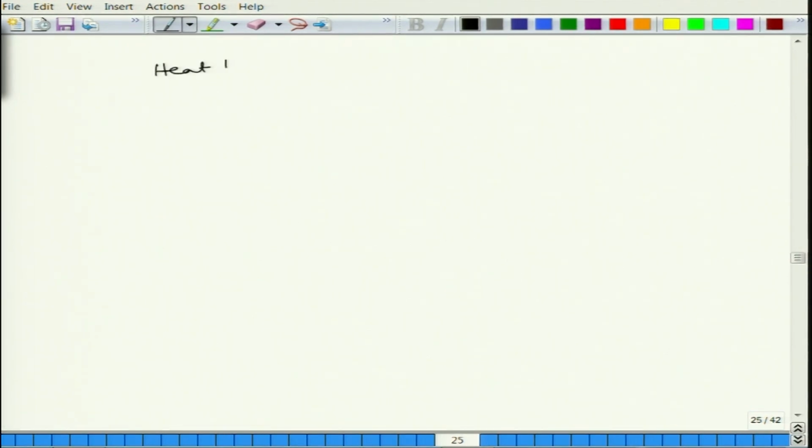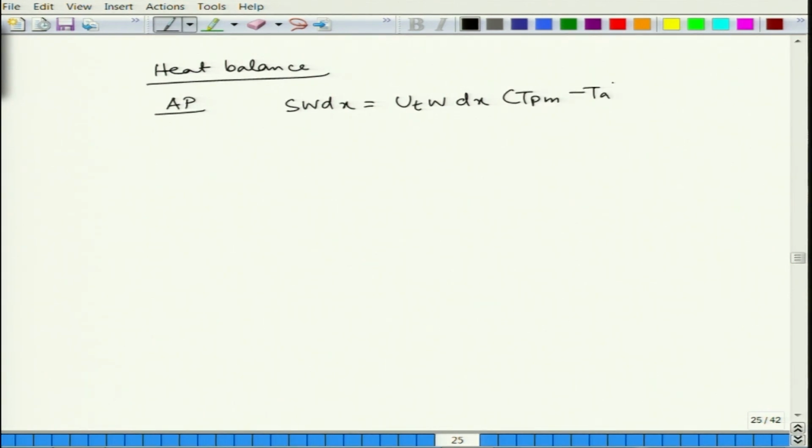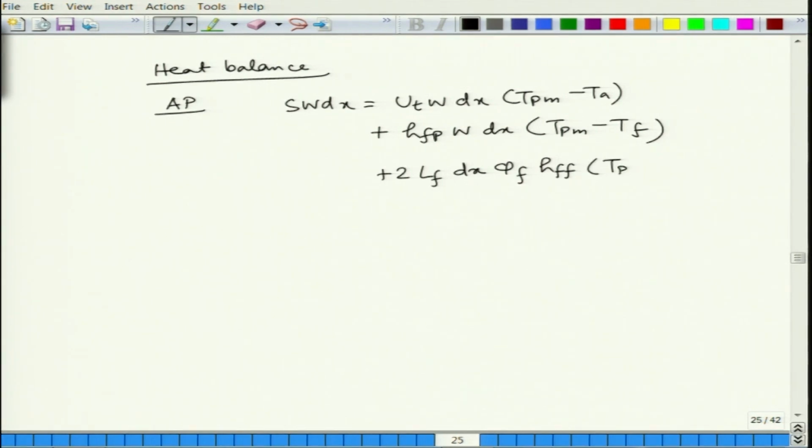So the heat balance, first for the absorber plate, is S W dx equal to U_T W dx (T_PM minus T_A) plus h_FP W dx (T_PM minus T_F) plus 2 L_F dx phi_f h_FF (T_PM minus T_F); that part comes from the fin, and then the radiative part. Only this term is extra compared to the earlier case.